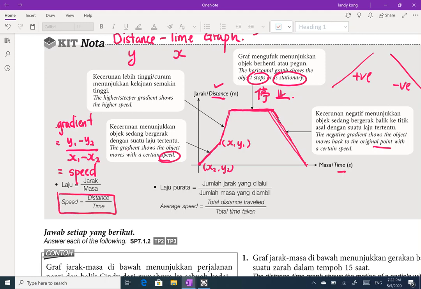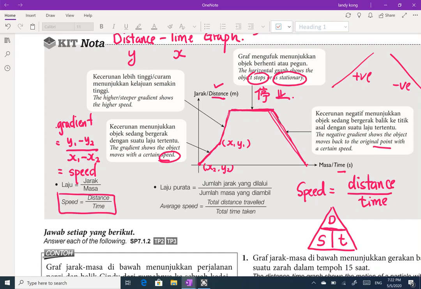Okay, in this chapter, you need to know the formula for the speed. 你要知道速度的 formula. Speed is equal to distance divided by time. So, please memorize like this. DST. Okay? Speed is equal to distance divided by time. If I ask you to find the distance, distance is equal to speed times time. If I ask you to find the time, time is equal to distance divided by speed. 所以你记得这个 formula.